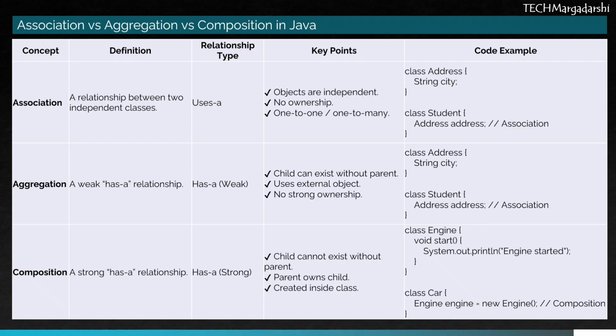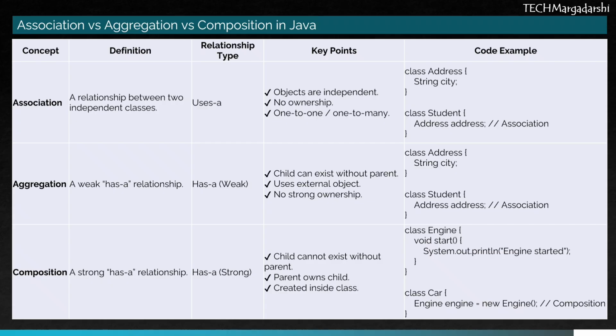Composition is a strong has-a relationship. Here, the parent class fully owns the child class. The child object is created inside the parent class, and it cannot exist without the parent. If the parent object is destroyed, the child object is also destroyed.